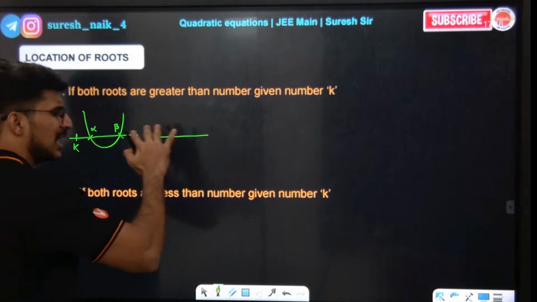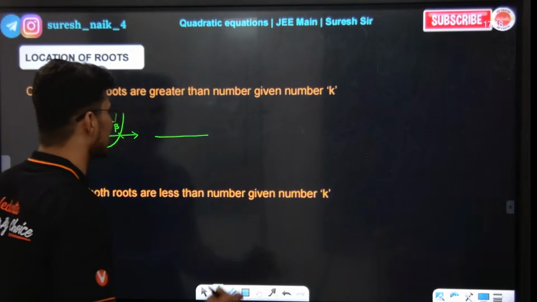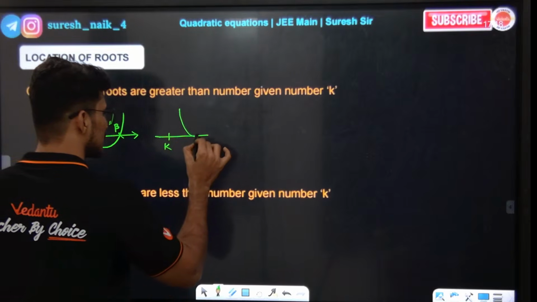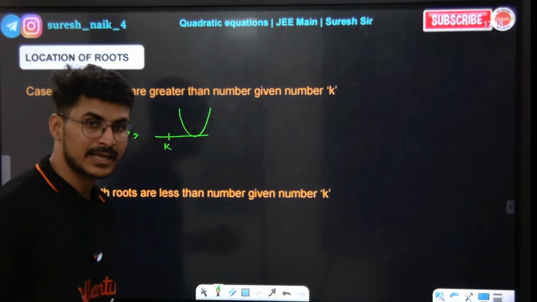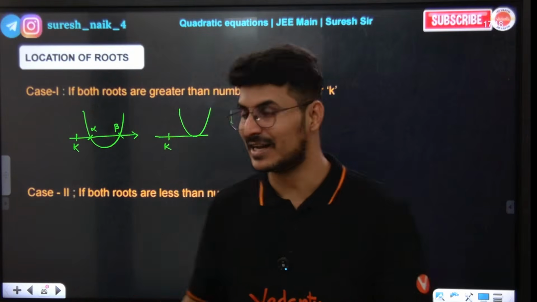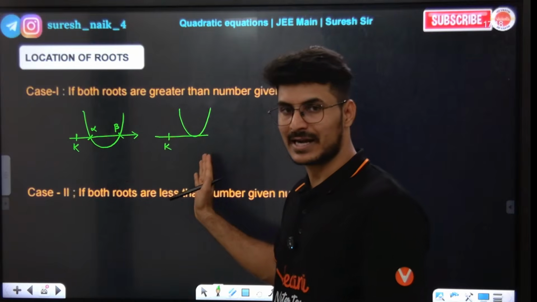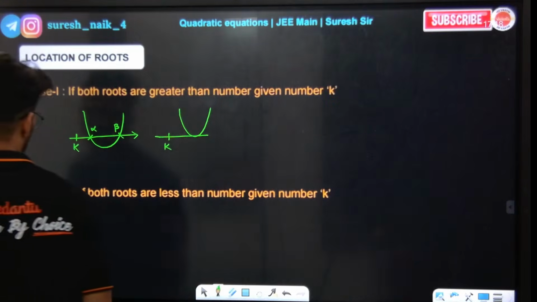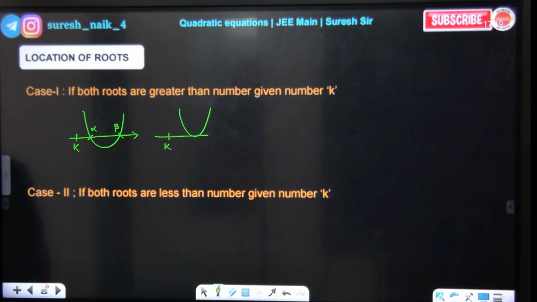The graph can even be like this. Who knows, I can have equal roots. We have two roots, both greater than k. Both graphs are correct. You can have a downward parabola also. Nothing wrong with that.